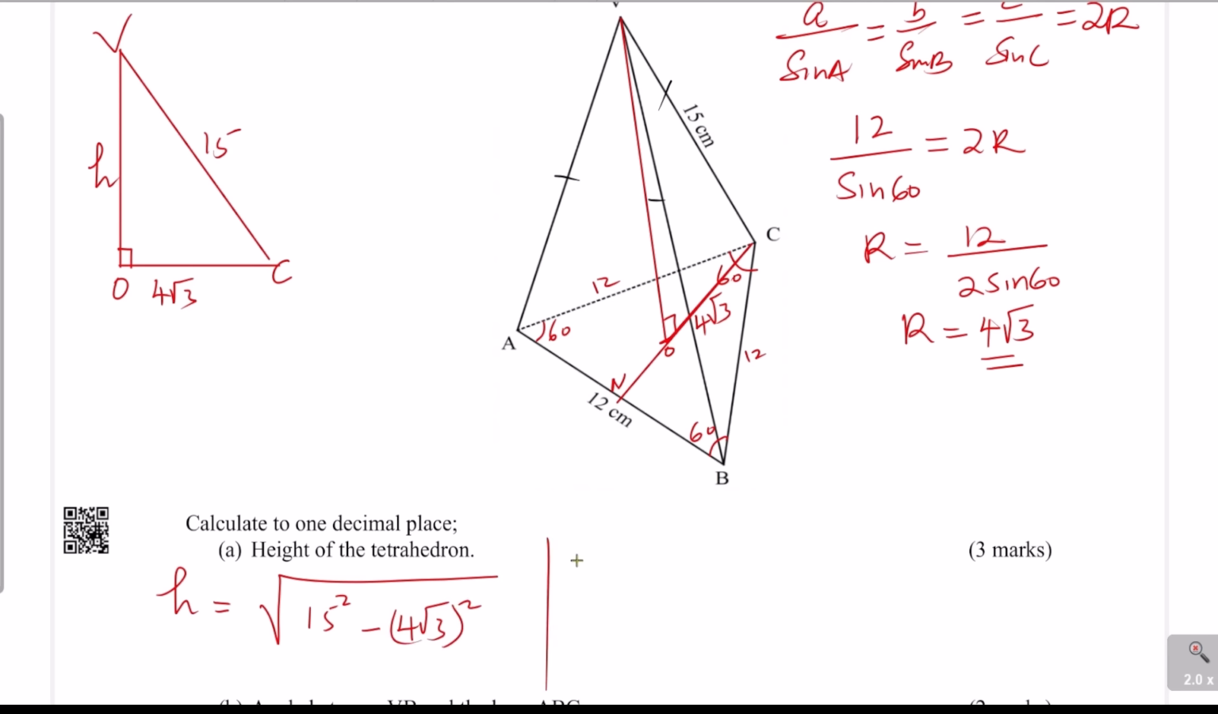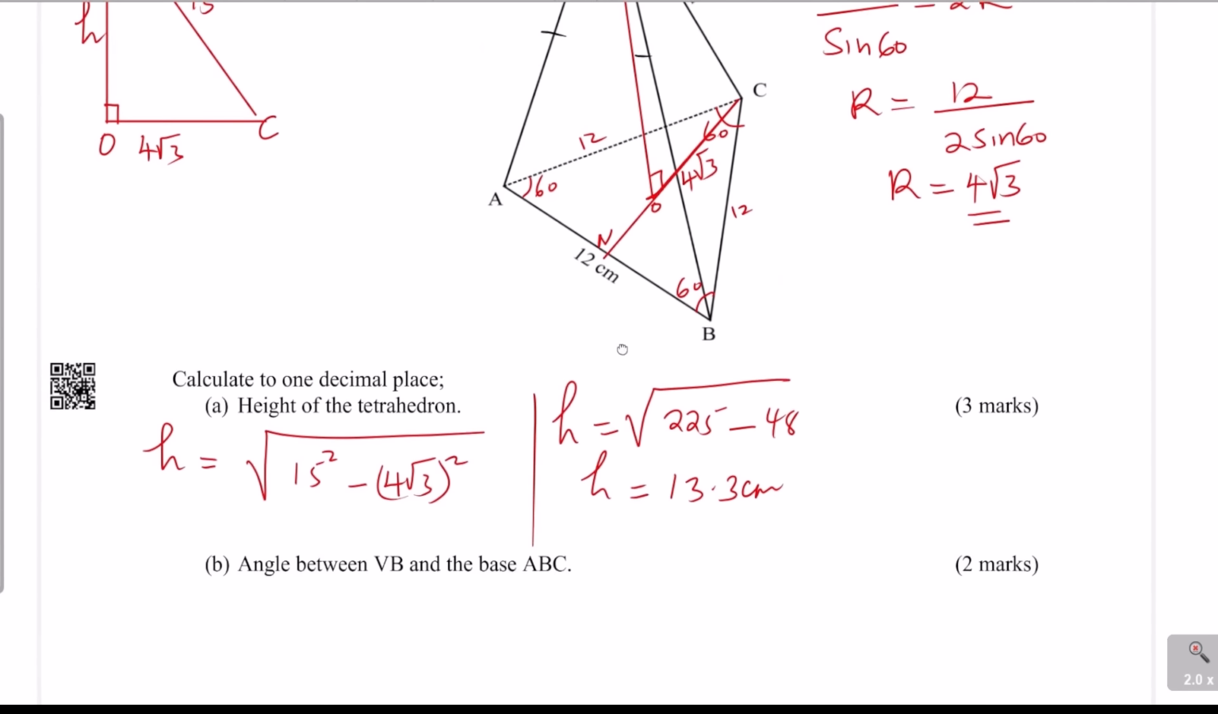So this will be the square root of 225, which is 15 squared, minus 48, which is 4 root 3 squared. And this will give the height to be 13.3 centimeters. So that is the height of the tetrahedron.